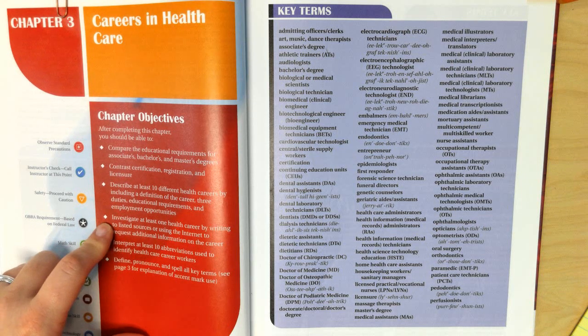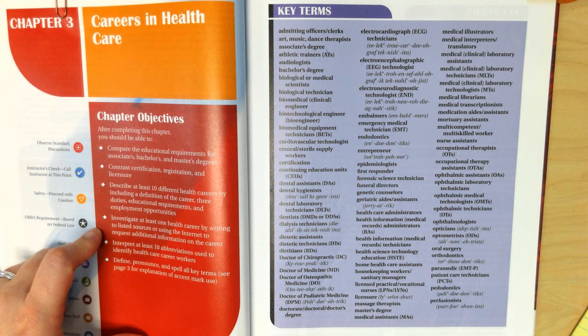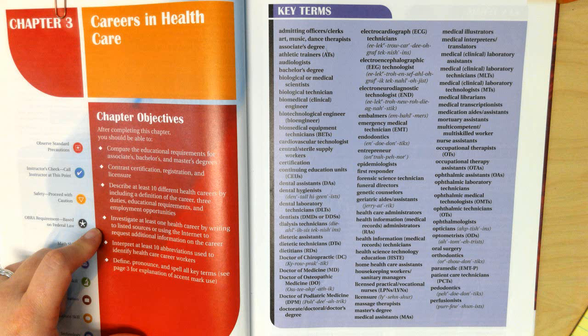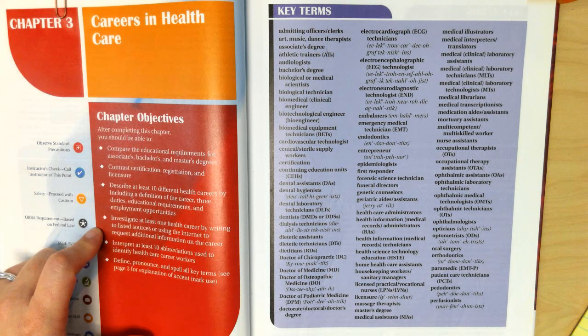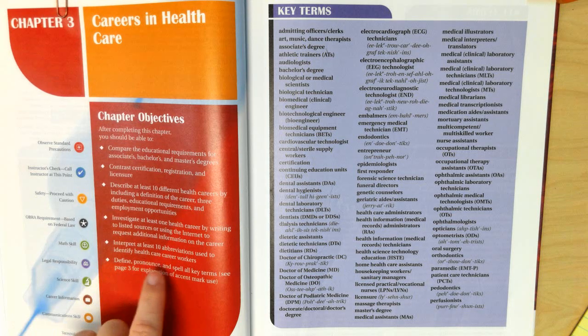Investigate at least one health career by writing to listed sources or using the internet to request additional information on the career. When you go to look for a job, you need to be able to search for a job. You need to know what these jobs actually do. You can say, I want to be a doctor, but do you really know what a doctor does or what is included in that? All right, the next one.